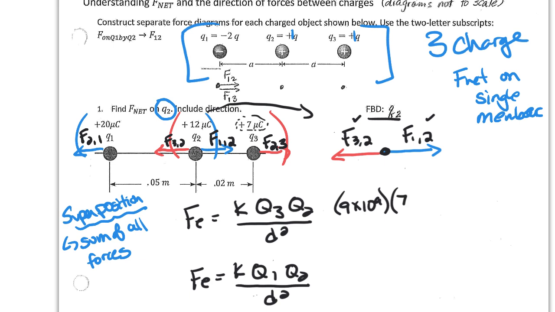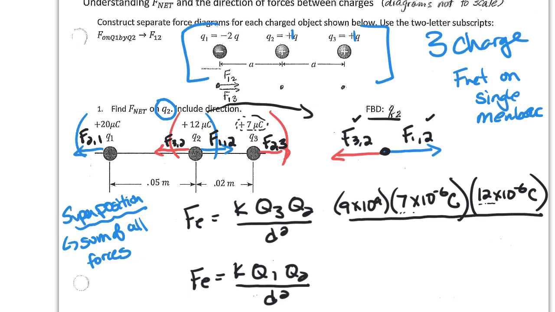But what do you do with the micro? You turn it into scientific notation because we need actual coulombs. So 7 times 10 to the negative sixth is the charge on 3, and the charge on 2 is 12 times 10 to the negative sixth coulombs. And I bet some of you are saying, that's not proper scientific notation. Your calculator can handle it, and it will fix that. Okay, the distance between 2 and 3 is 0.02 meters. Don't forget to square that. So take a minute, calculate that force, or maybe hit pause and calculate all of these.